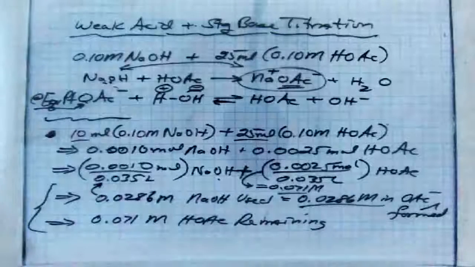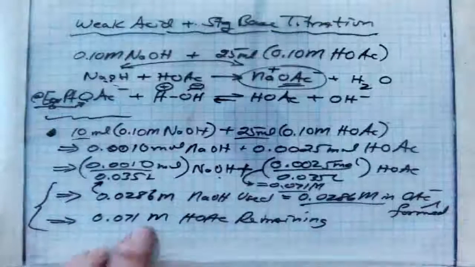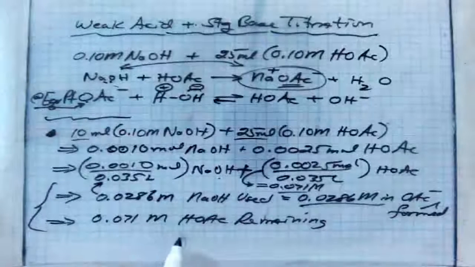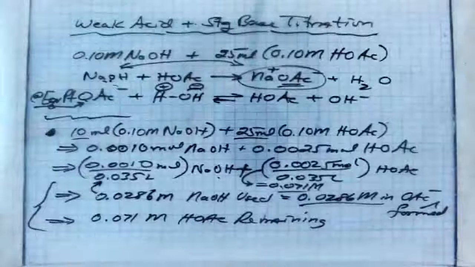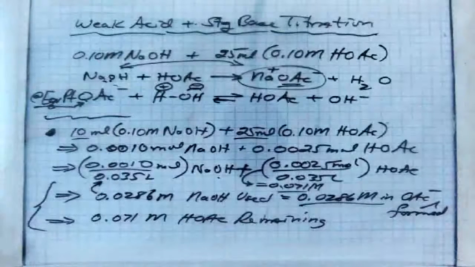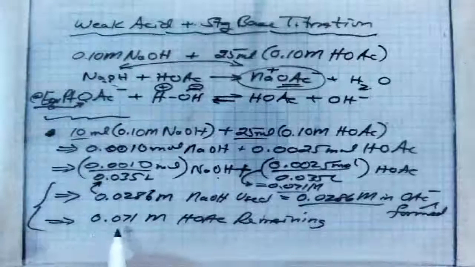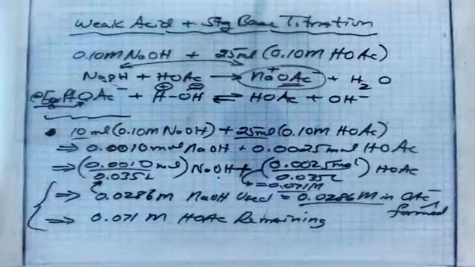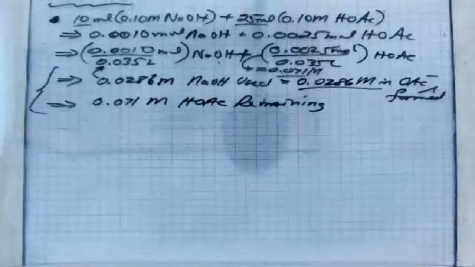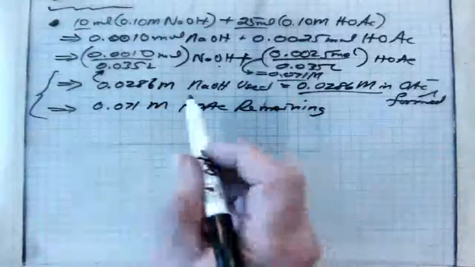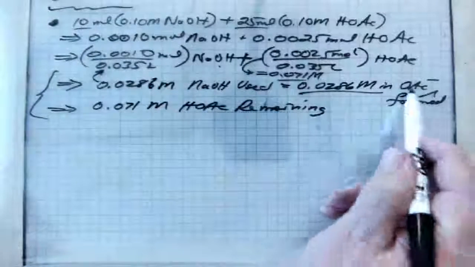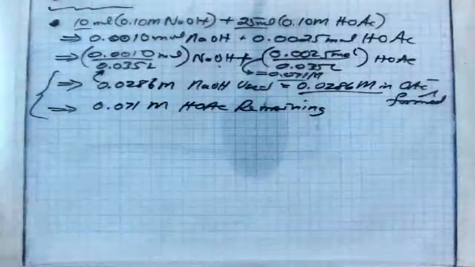And what this gives us, like in the previous calculations when we were using a strong acid, this was the HCl. Well, it was also equal to H because it was a strong acid. But here we have a 0.071 molar HOAc. And so you have to take into account the conjugate base and put it in the ICE table.